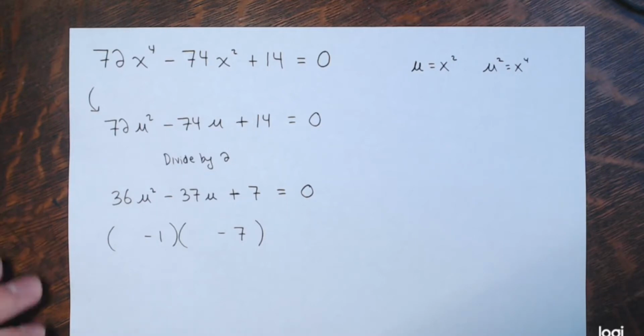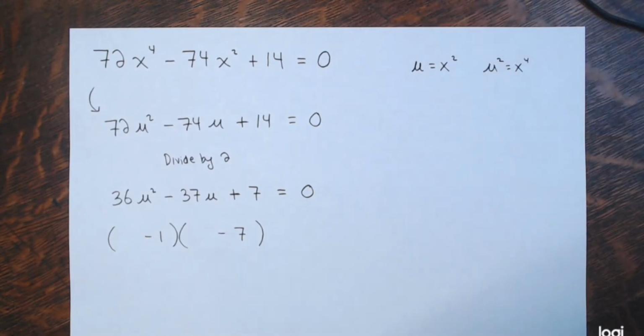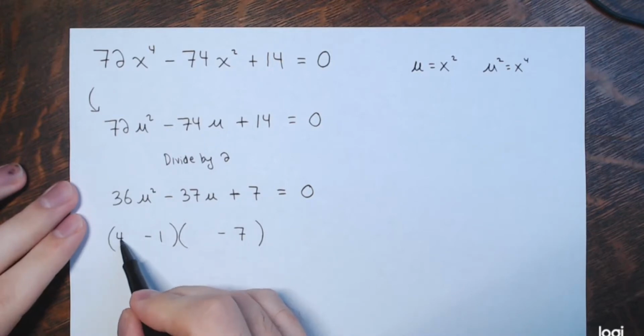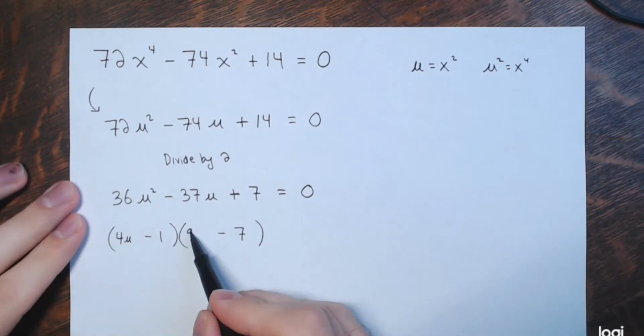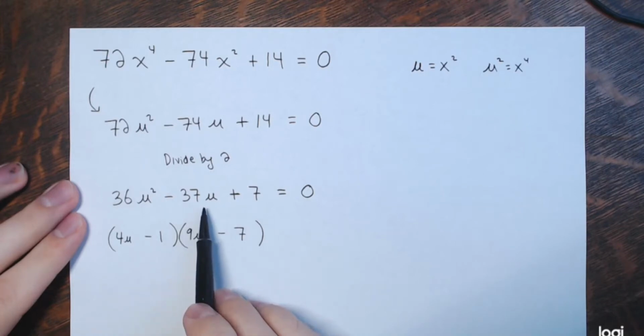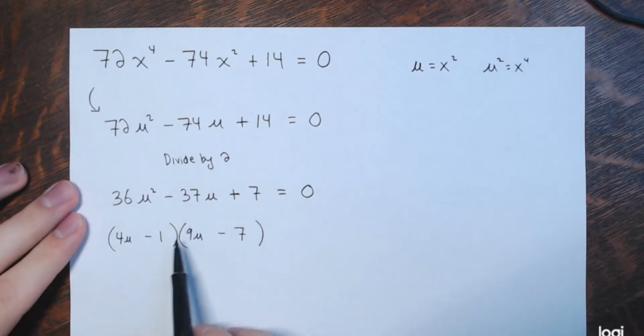I can break up to 4 and 9. So that would be, should be 4u here and 9u here, right? That'll give me 36u squared minus 28u minus 9u for the minus 37u and positive 7. Great.